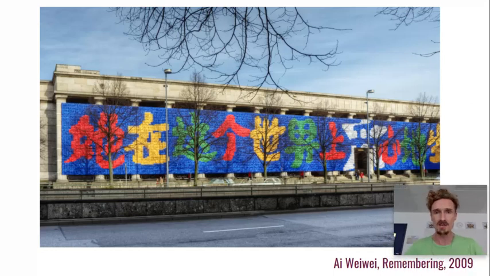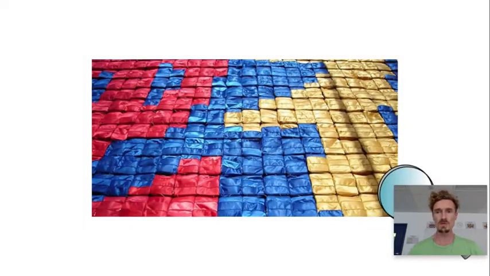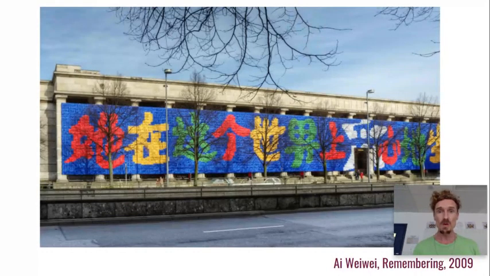He's a Chinese artist, and he did this piece called Remembering in 2009, okay, which is in a German city at the moment, in Berlin. Now, here's his piece of art. If you zoom in a little bit closer, you can see that this is made up of children's backpacks, okay? They're school backpacks. Why did he do this piece of art with thousands of children's backpacks?